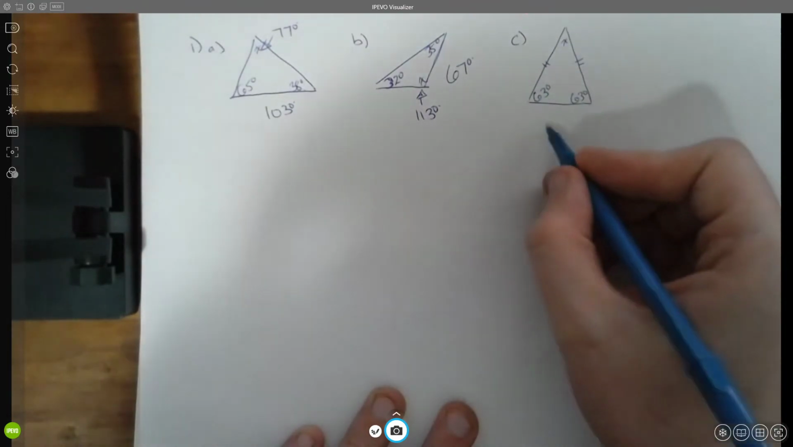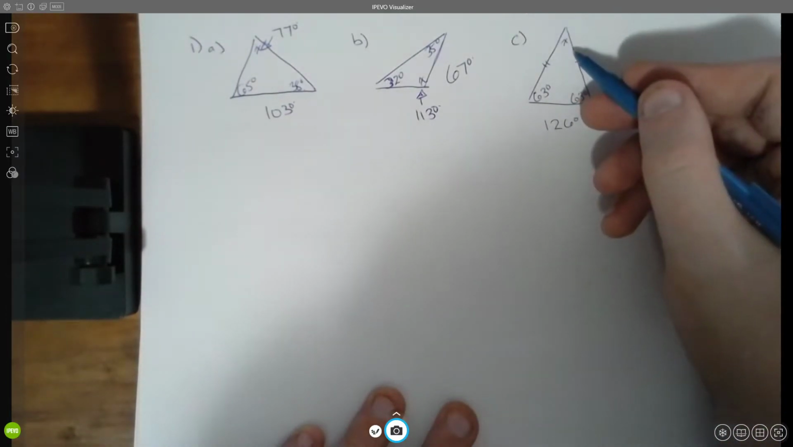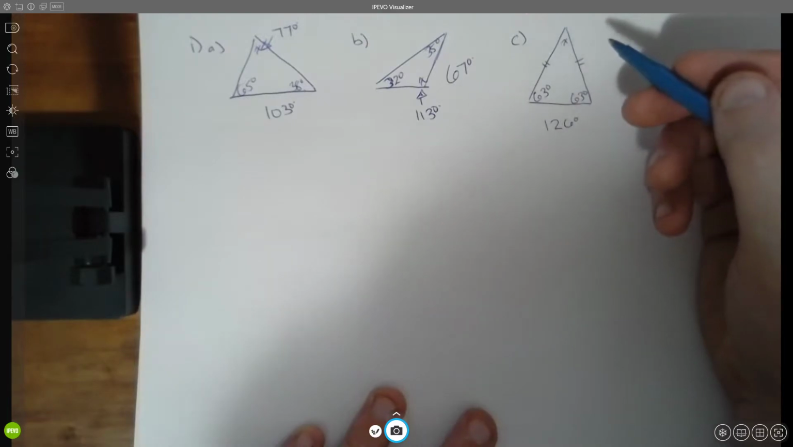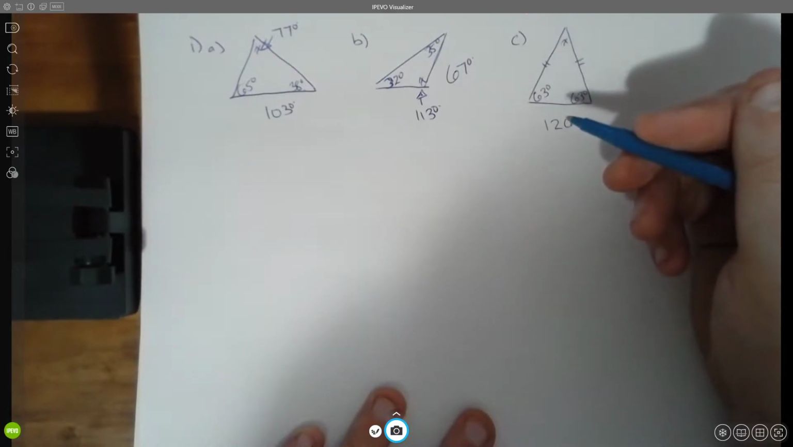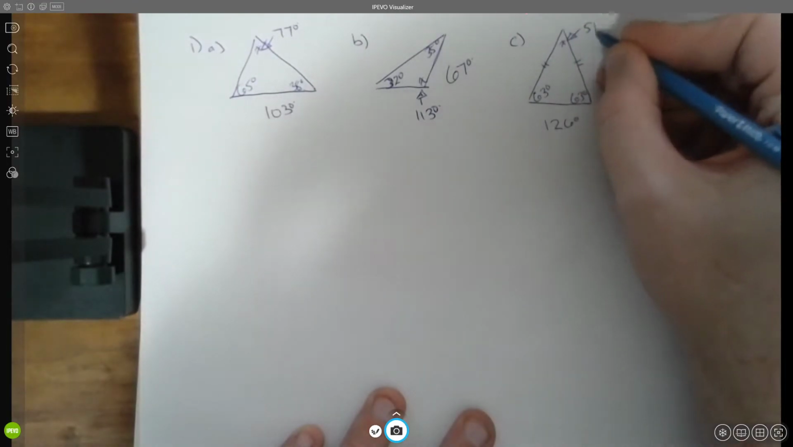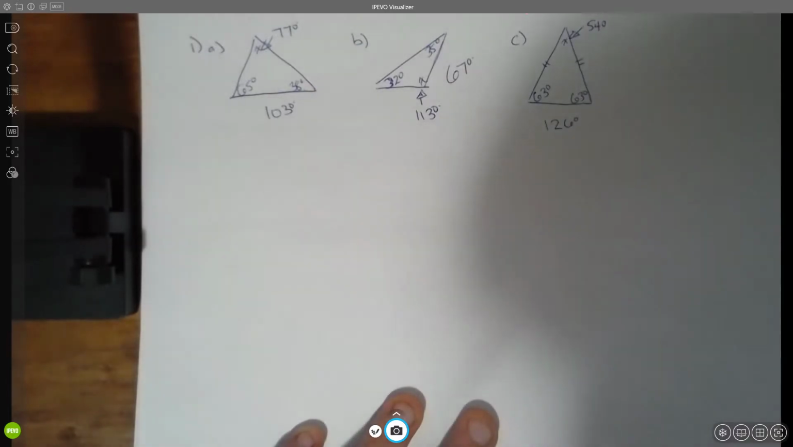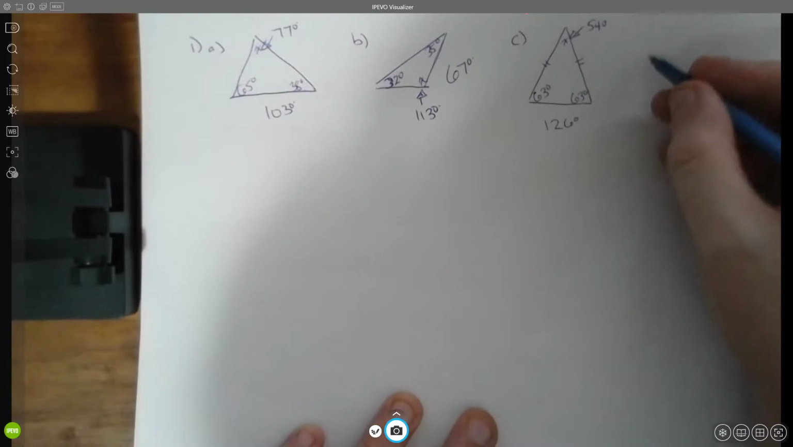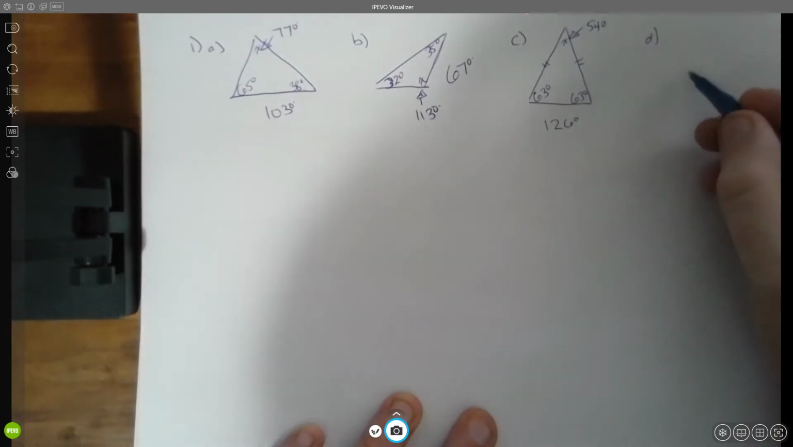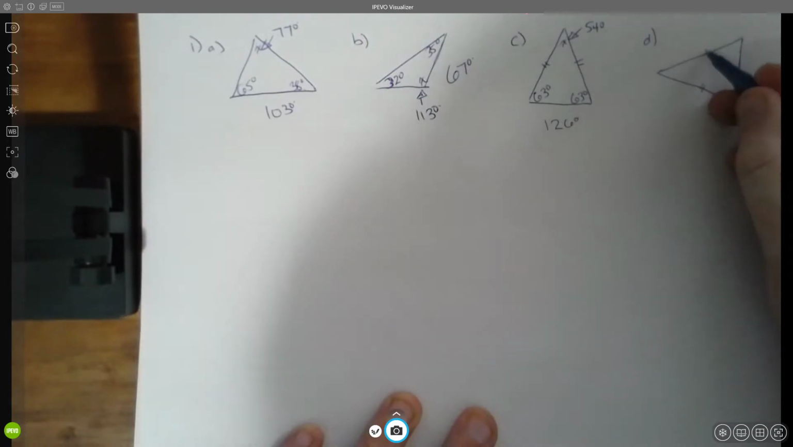So 63 and 63 is 126 degrees in total. What do we need left to get to our 180? Take 180 minus 126, and you'll see that we have 54 degrees left for that angle x. All right, let's move on to D. We have another triangle here, and this is another isosceles triangle. This one's just kind of on its side, though, and so we know that by the two lines here.